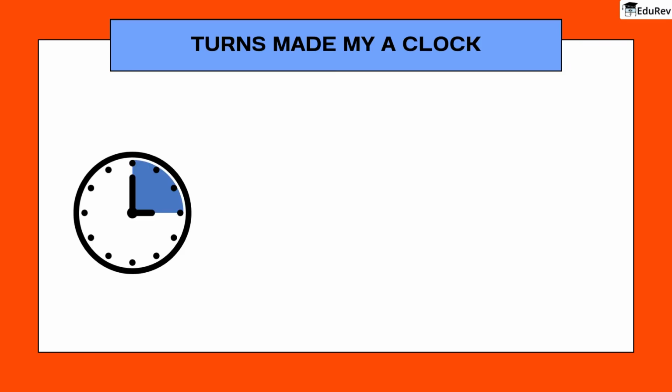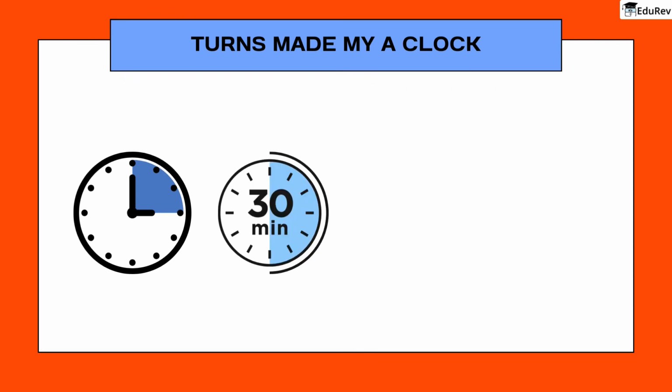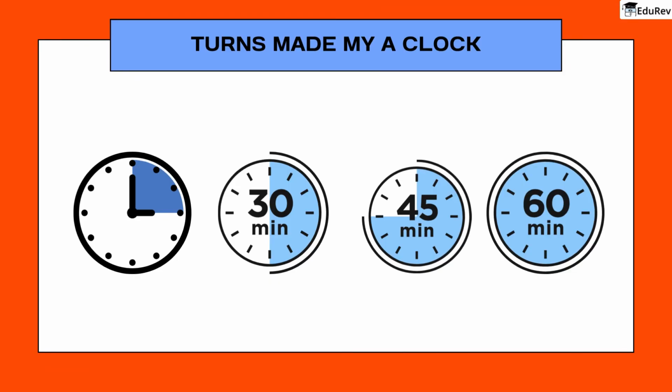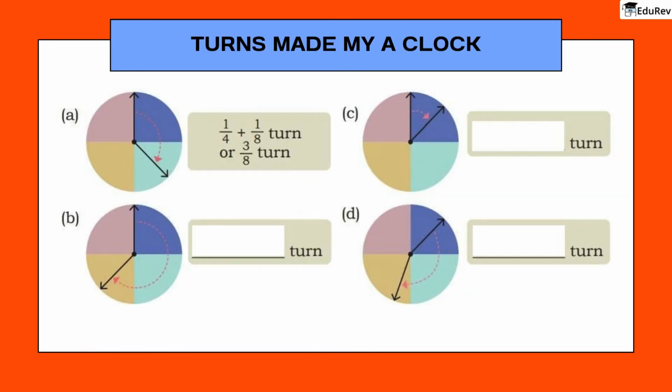When the minute hand moves by 15 minutes, it has made a quarter turn. 30 minutes equals a half turn. 45 minutes equals 3/4 of a turn. And when the minute hand makes a full turn, it's a complete circle. Try drawing the final position of the minute hand after each of these turns. Discuss with your friends and check your answers.